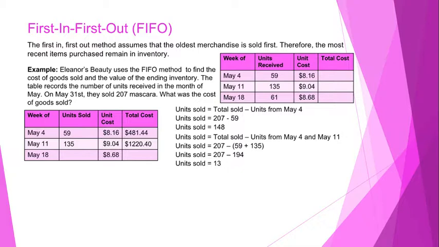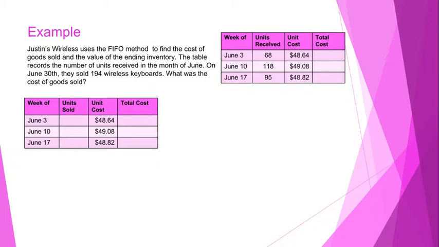So, let's go ahead and set up our table for the units sold. We're going to start filling it in. On June 3rd, we received 68 units, so we can sell 68 units on June 3rd. Multiply our units sold times the unit cost, and we get a total cost of $3,307.52.